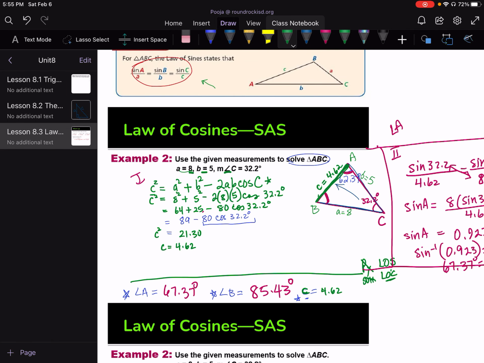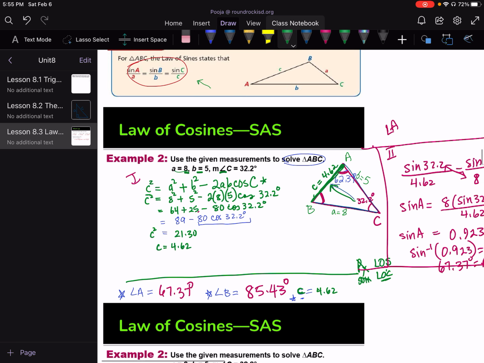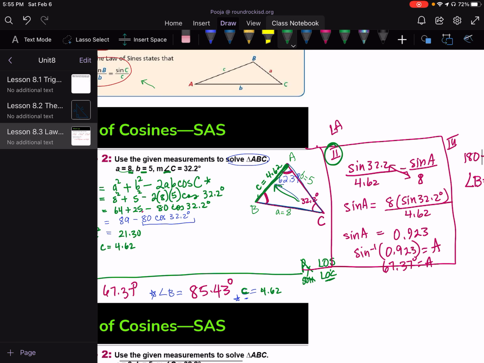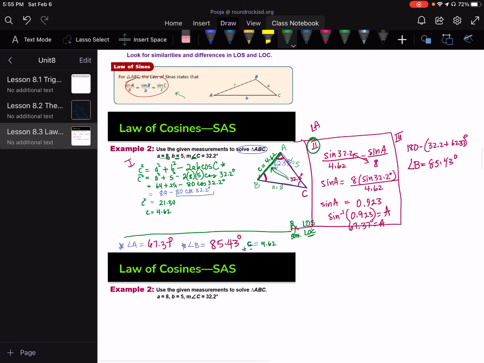Once I had this side, I actually had an angle side pair given. So then I used the law of sine to find one of the angles. And once I had two angles, I just used this concept and found the third angle.